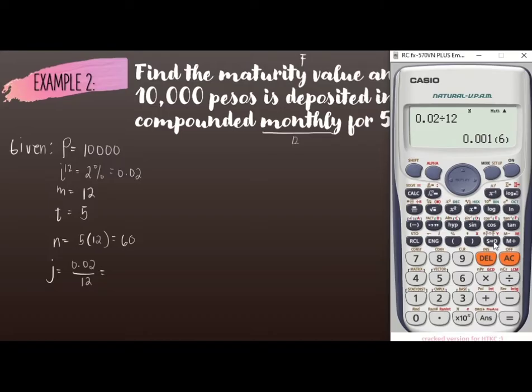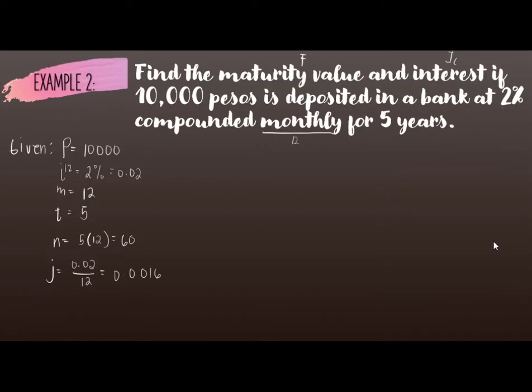O kapag ganyan yung nakuha nyo, wag nyo munang ilagay or wag muna tayo mag-round off kasi mababago yung ating final answer. So, ang gagawin nyo, kahit nakuha nyo is 0.0016, so, ang ilalagay nyo natin sa formula is ito mismo, itong 0.02 over 12. Diba? Para ma-sure tayo na tama yung makukuha nating answer. Okay, so F is equal to, formula ulit, so P times 1 plus interest over M, rate over M raised to T times M, or N.